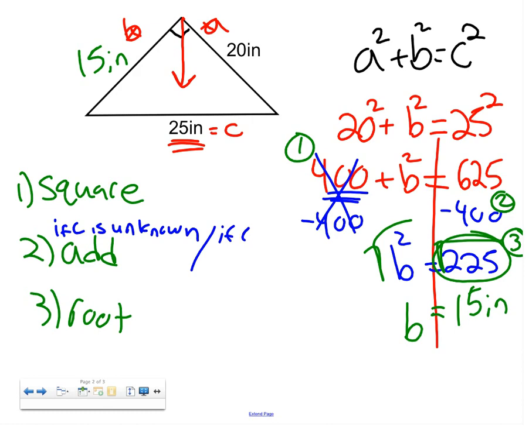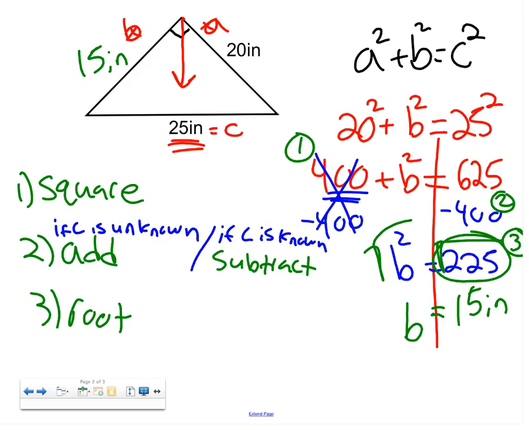If C is known, then what you're going to do is subtract your two numbers, like we did in the second problem here. And then, of course, after you add or subtract, whichever one you had to do, you're going to root your answer.